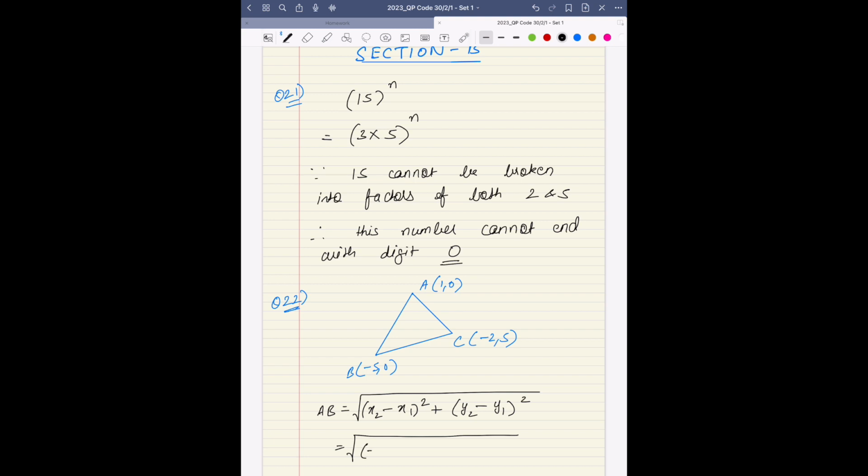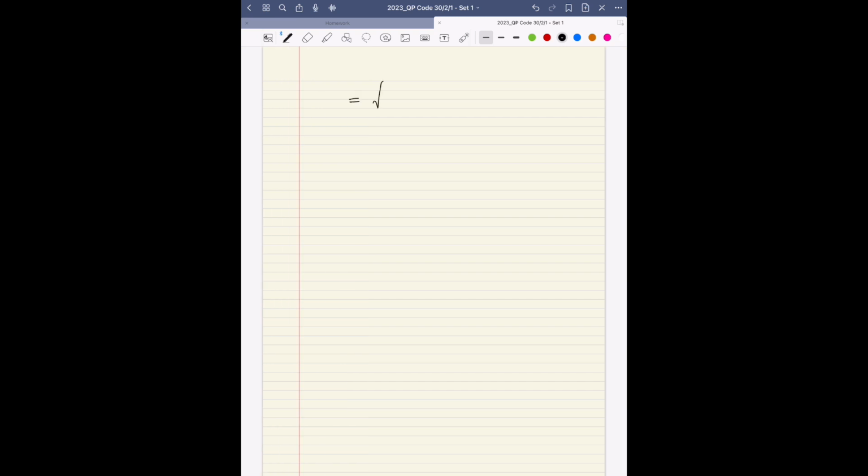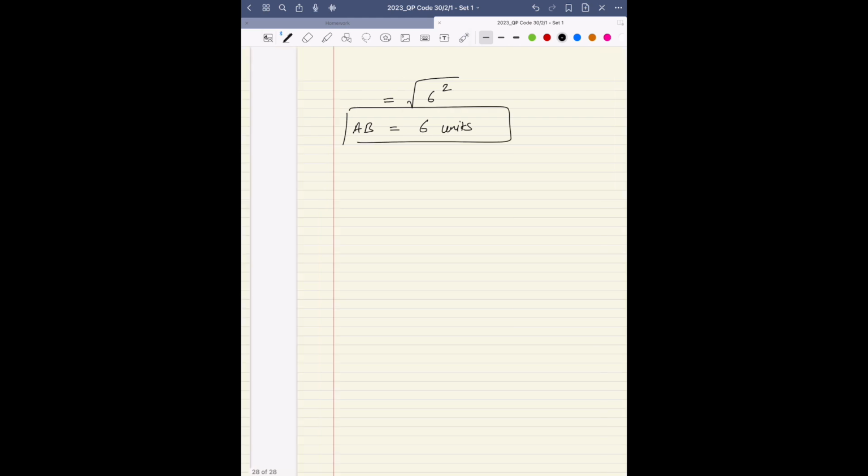So x2 is minus 5, x1 is just 1, so (minus 5 minus 1) whole square plus... You can clearly see that this is 0, this is 0, so you don't have to write it, you can simply write 0 square. In short, you get AB is root of (minus 6) whole square, correct. So you get 0 square, and so under root you get 6 square. In short, 6. Remember, it is a length, so it cannot be negative. So AB comes out to be 6 units.